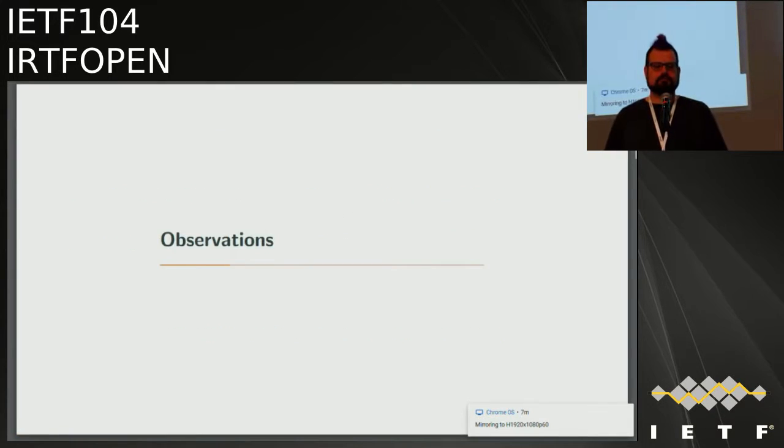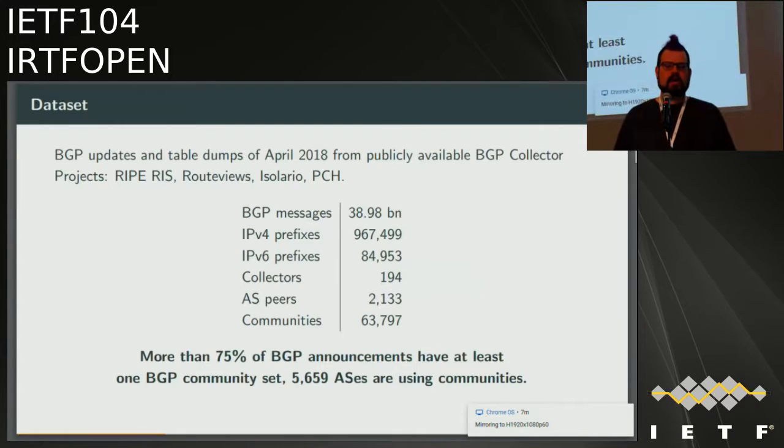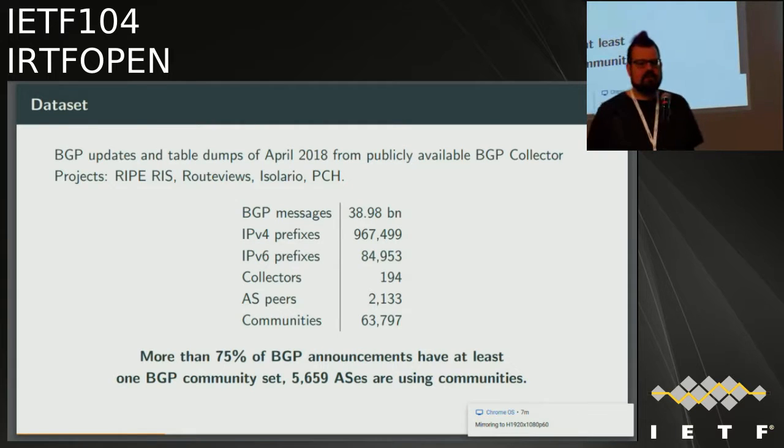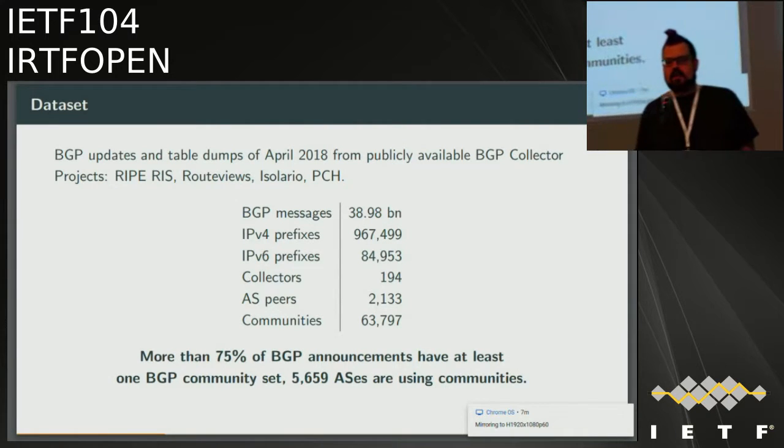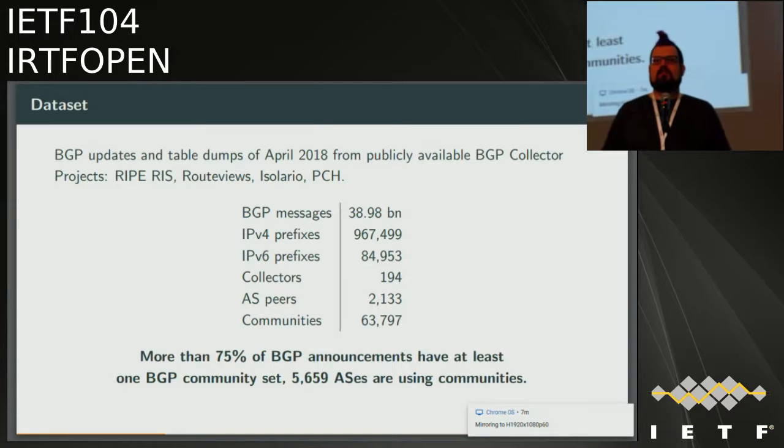What we're looking at, of course, is that we took all of the publicly available BGP data we can find. And in the end, we find that 75% of BGP announcements that we looked at have at least one BGP community set. In 2018, it was 5.6 thousand ASs. Now it's more than 10,000 ASs that make use of these short communities.